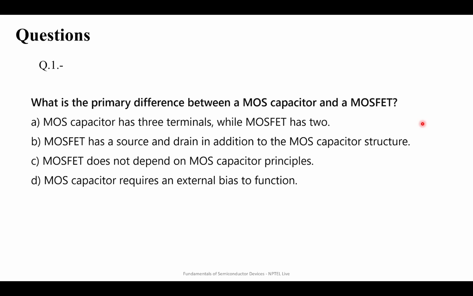B, sir. That is correct. The answer would be MOSFET has a source and drain in addition to the MOS capacitor structure. So the MOS capacitor is metal oxide semiconductor. So in the semiconductor region, you place a source and drain pads. I will get into the exact working of MOSFET after a few questions. So I will move to the next question.